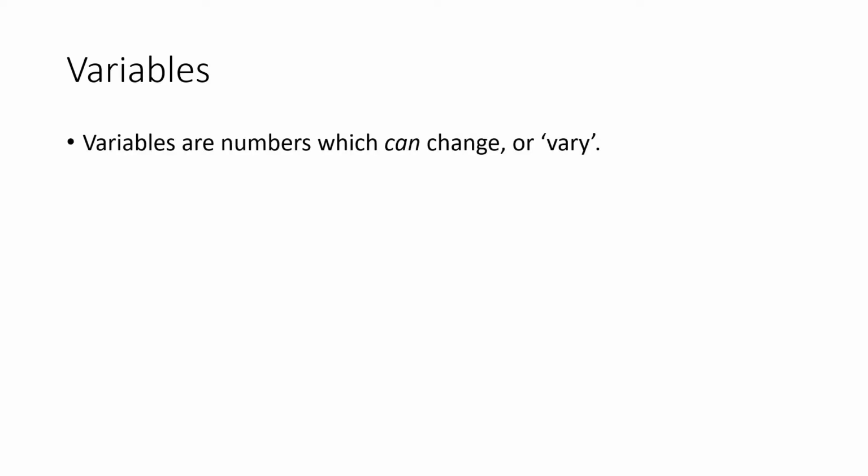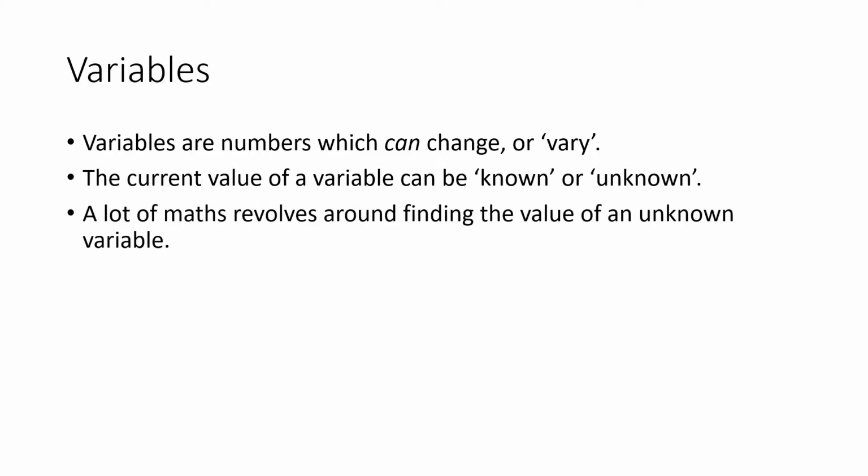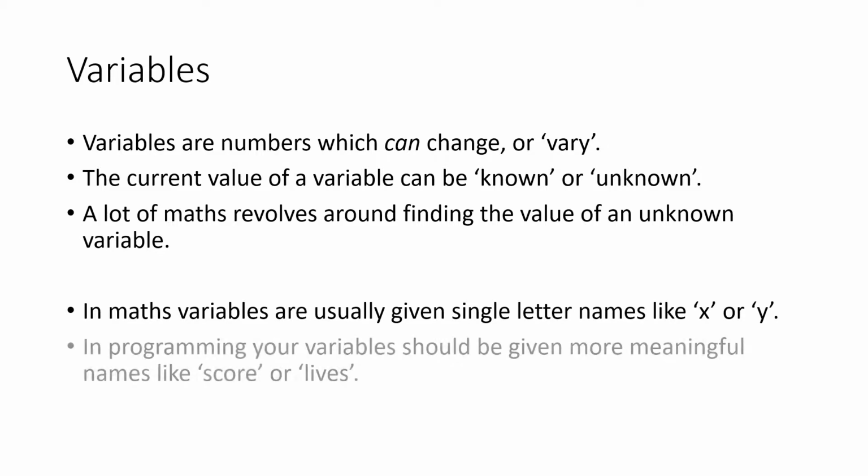Alternatively, there's variables. Variables are numbers which can change or vary, hence the name. The current value of a variable can be known or unknown, at least in maths, not so much in programming. A lot of maths revolves around finding the value of an unknown variable. And in maths, these variables are usually given single letter names like x or y.